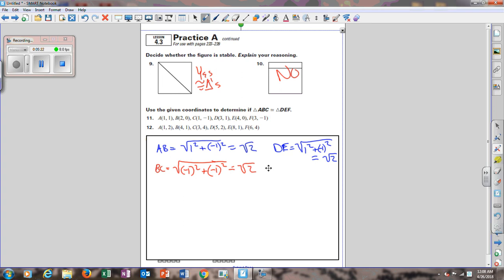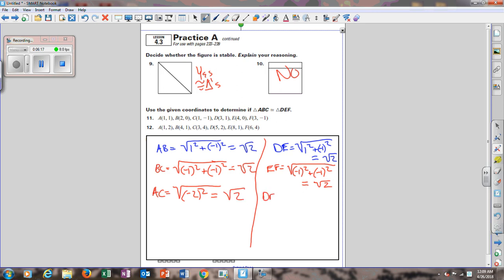Now let's check EF. EF equals the square root of 3 minus 4, which is negative 1 squared, plus negative 1 minus 0, which is negative 1 squared again, which is the square root of 2. So far they are congruent. Last one you have to check is AC. AC, you have the square root of 1 minus 1 squared, which is just 0, so you don't even have to write it, and negative 1 minus 1, which would be negative 2 squared. That gives you the square root of 2.